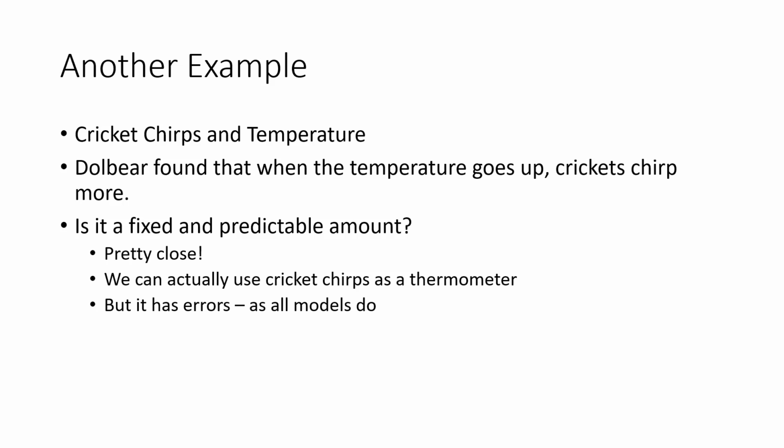So Dolbear found that when temperature goes up, so does the number of chirps that crickets make. Is it a fixed and predictable amount? It's pretty close. We can actually plot this, and it looks very similar to the plot that we just saw before. And when we look at that plot, we see that there is a diagonal line, and that diagonal line has a number of data points plotted around it, and they're fairly close. But this model has errors, as all models do. And let's talk about error now.